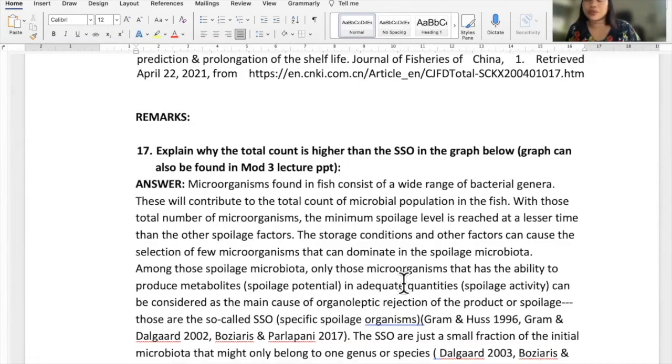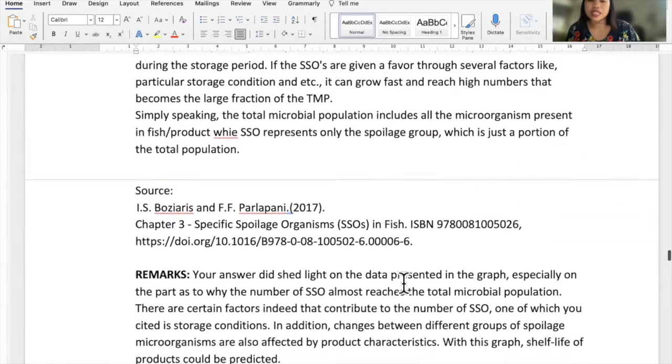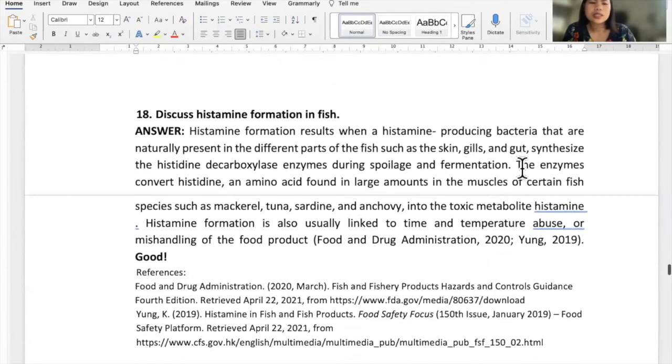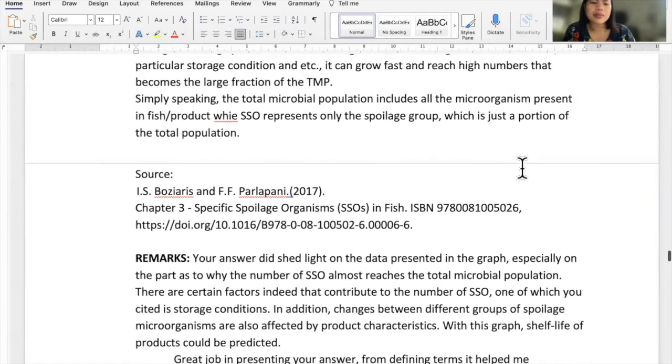Kaya naman ganun yung itsura ng graph natin. Saan ba yung graph? Ayan. So the total count is always higher than your SSO. Pwedeng mag-equal sila kapag lahat ng bacteria na present sa sample are specific spoilage organisms. Pero kasi meron din tayong mga other organisms that do not necessarily cause spoilage. Present lang sila dun sa product. Ayun. Next is, tama ba to? Na-answer ba natin?